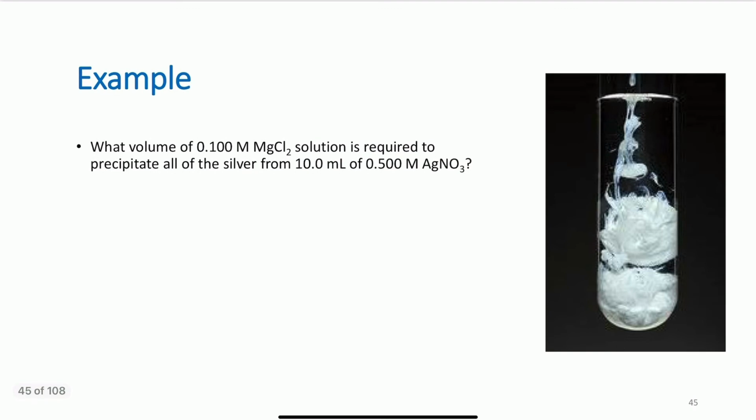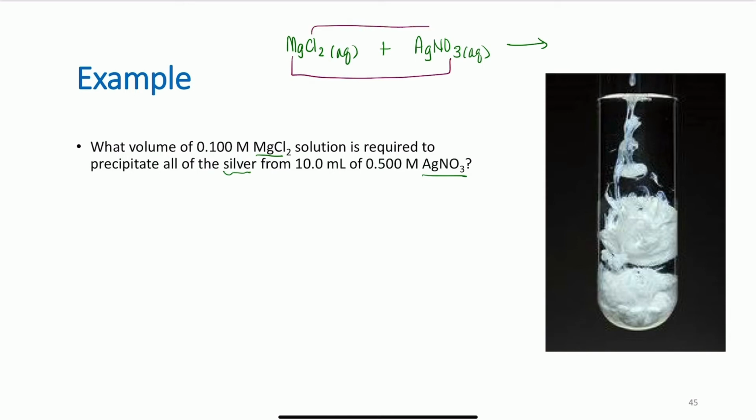Okay. What volume of a 0.1 molar magnesium chloride solution is required to precipitate all of the silver from 10 mL of 0.5 molar silver nitrate? Well, let's look at our equation. We want to know the volume of magnesium chloride required for precipitating silver from silver nitrate. MgCl2 is aqueous. We're reacting that with silver nitrate, also aqueous. Swap ionic partners here.